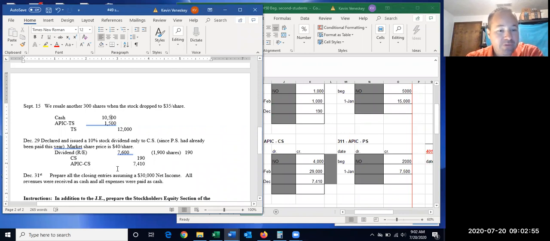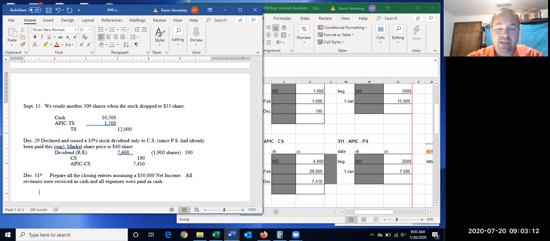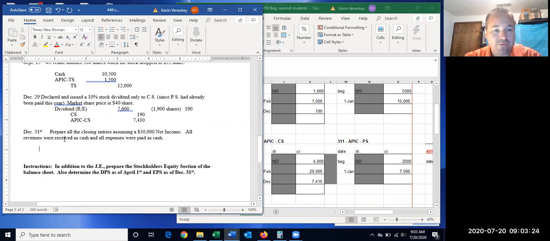Now, the final thing I need to do is the company had 30,000 of net income this year, and all revenues were received as cash and all expenses were paid as cash. So basically what this is telling me is I have 30,000 in my income summary. So let's just simply close out my income summary. Let's see here how we want to do that. Okay, so the first thing is it's saying all revenues were received and all expenses were paid with cash. So I basically would have had this one big entry.